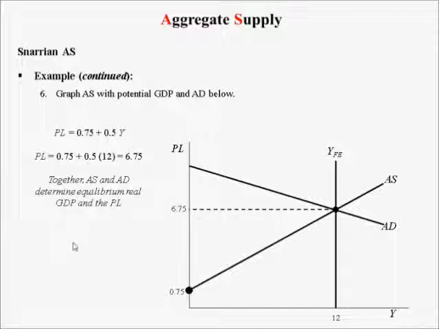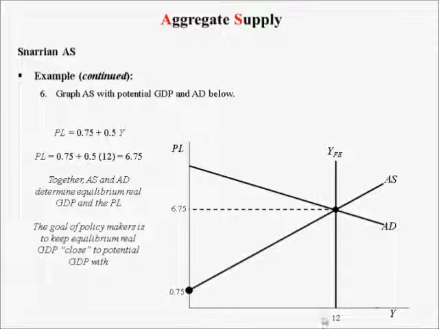The goal of policymakers, again, is to keep real GDP as close to full employment output as possible. They want growth at 3 to 4%. They want inflation at 2%, and they want unemployment around 5 to 6%. A good way to remember it is 3 plus 2 is 5, or 4 plus 2 is 6.